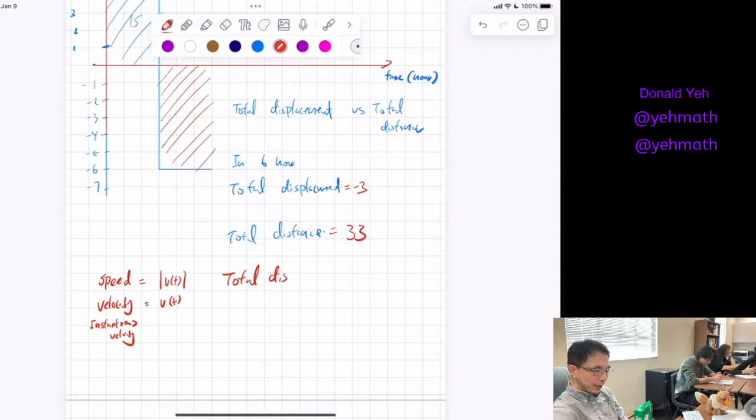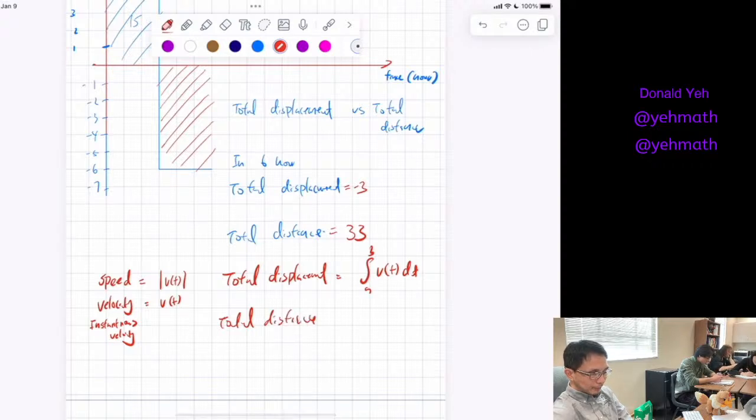So total displacement. What will be the equation for total displacement in terms of calculus? The integral of what? v of t dt between a and b. Is that okay? How about total distance? Good. It is the integral between a and b of the absolute value of v of t dt. Is that okay? Something very straightforward, right?